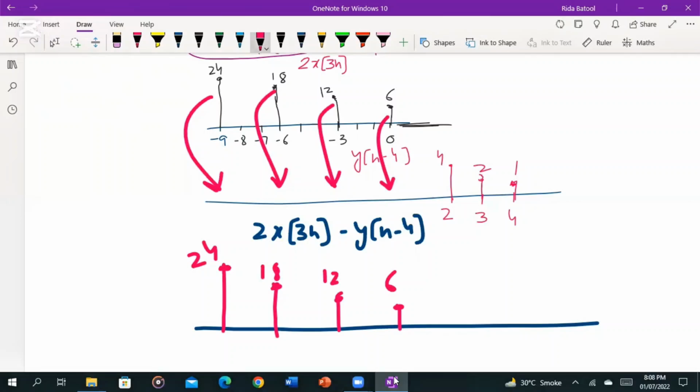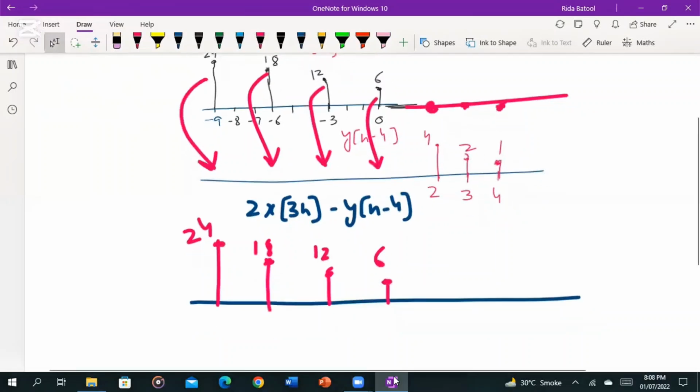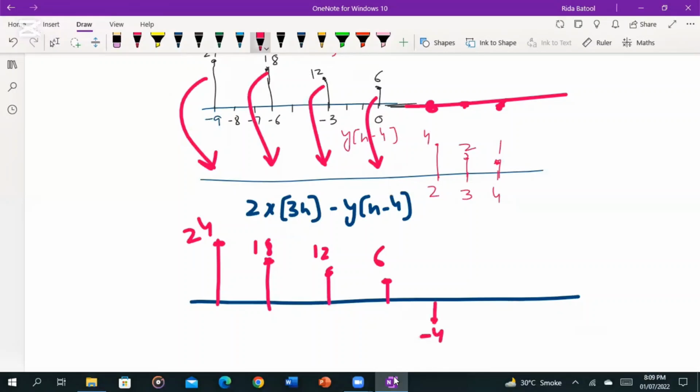Now, what are the magnitudes of x of n at 2, 3, and 4? 0. So 0 minus 4 will be minus 4. So you have to sketch minus 4 like this. Similarly, 0 minus 2, minus 2. Then minus 1.